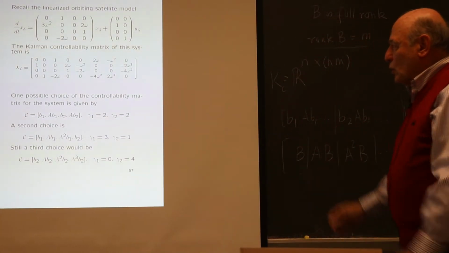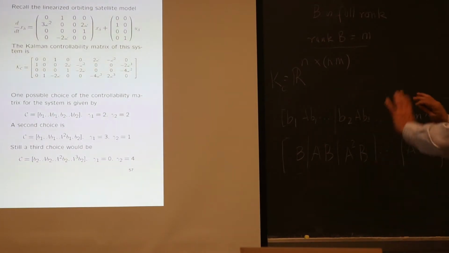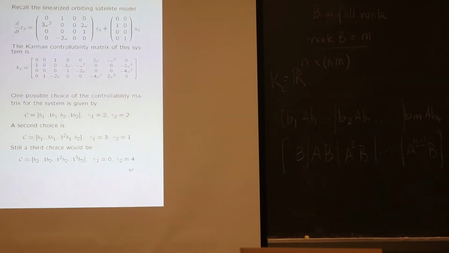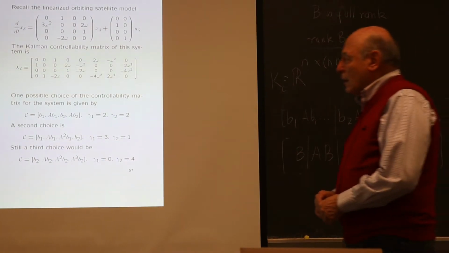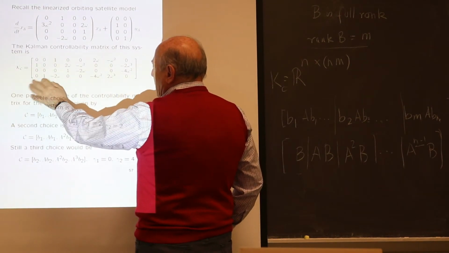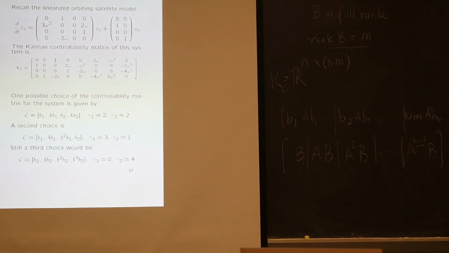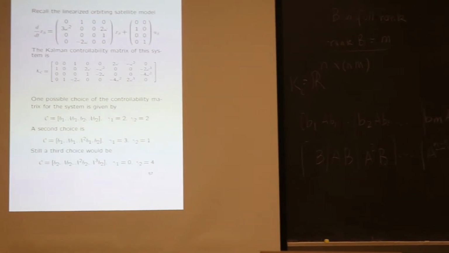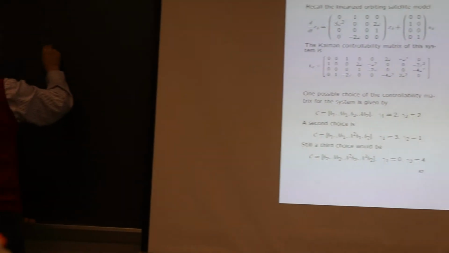Now the problem is to choose from them those which correspond to this distribution of the columns of A and B in the Kalman controllability matrix, so that we get a 4x4 matrix. So one way to do it would be to choose B1, and then we see AB and B2. Let us write it here to indicate how we did it. So one way would be to take the first column of B and the second column of B, which would be 0, 0, 0, 1.